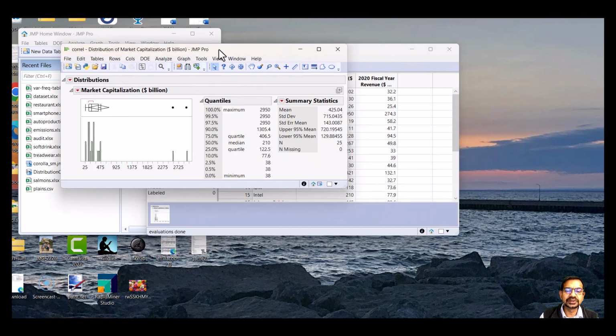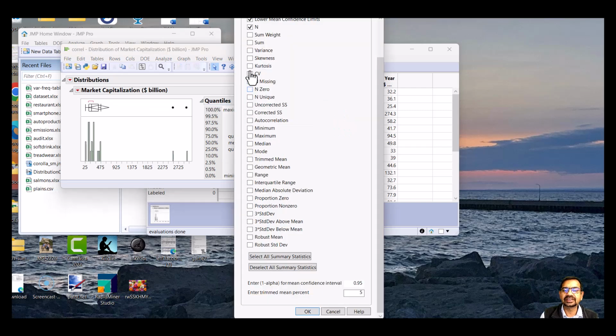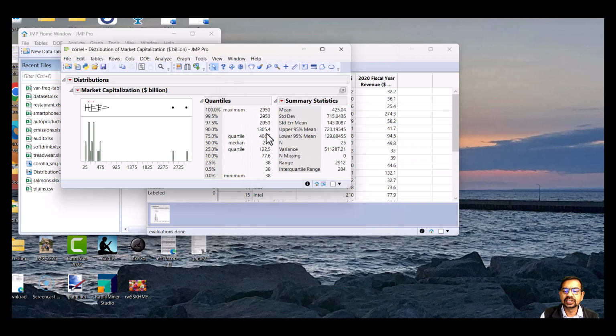We can also see our interquartile range as well as our range. We go to summary statistics, customize summary stats, and then we can view variance. We can view our range and our interquartile range. So our range is 2912, which is the difference between the highest and the lowest. So the highest value is 2950 and the lowest value is 38. The difference between them will be 3912.